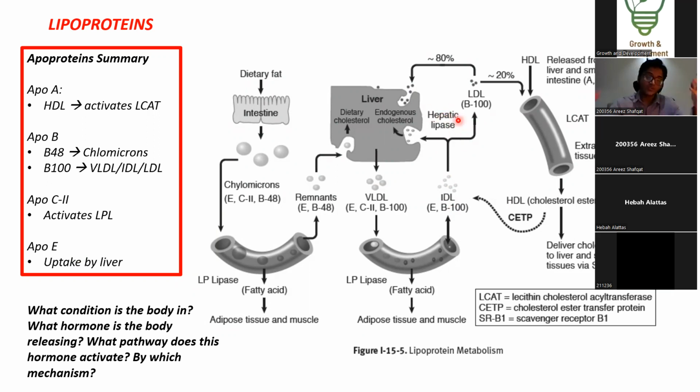Hepatic lipase also extracts any more triglycerides from the IDL. As a result, the IDL shrinks even more. Now that IDL gives off ApoE back to HDL as well. Now IDL shrunk plus gave off ApoE back to HDL. Now it is called an LDL. LDL only contains B100, so it doesn't contain ApoE. LDL, the problem is that cells express LDL receptor. Most of the LDL is going to get taken up by the liver, but the problem is some of that LDL is also going to go out into the periphery because other cells express LDL receptors.